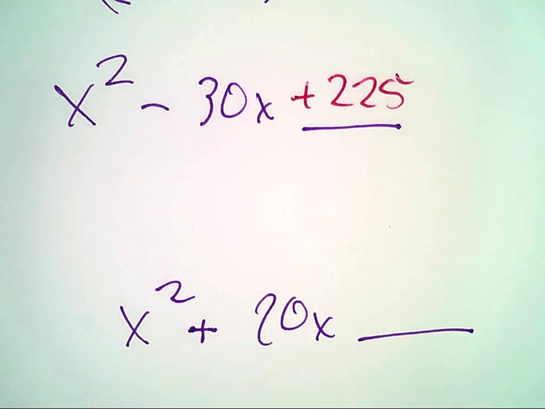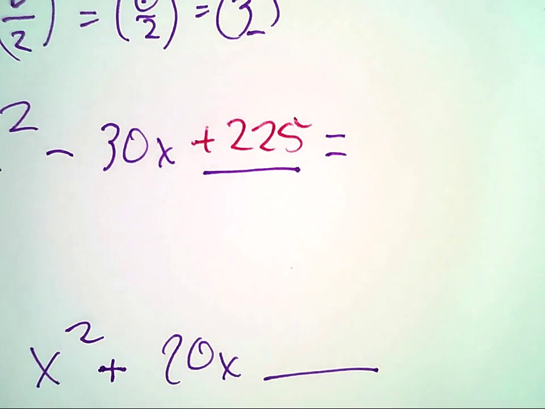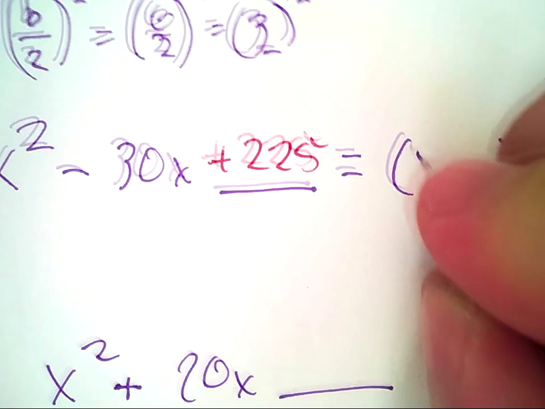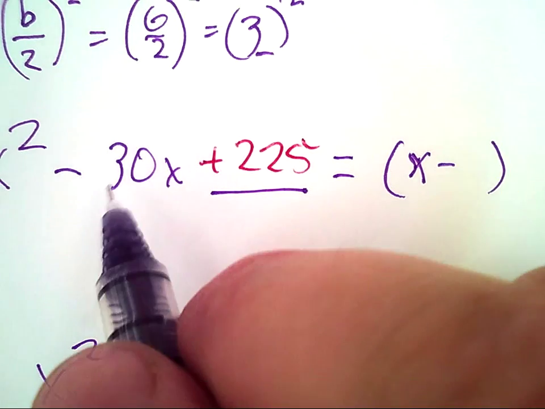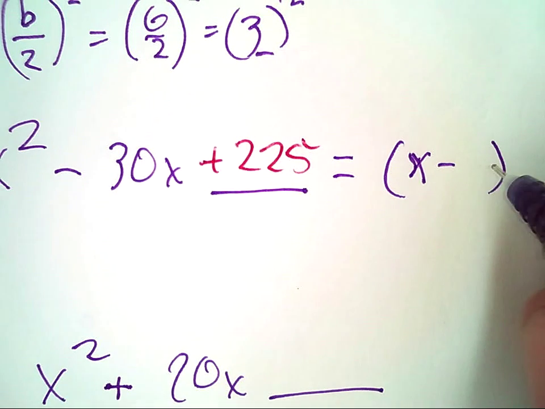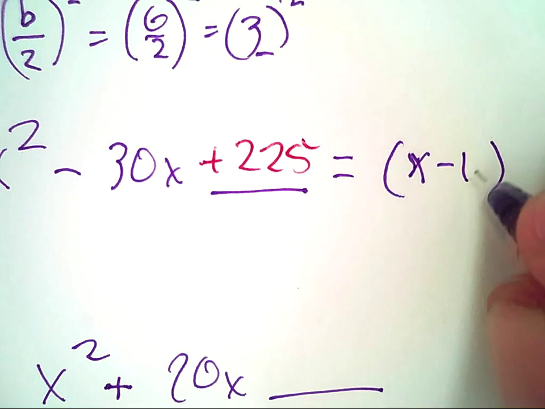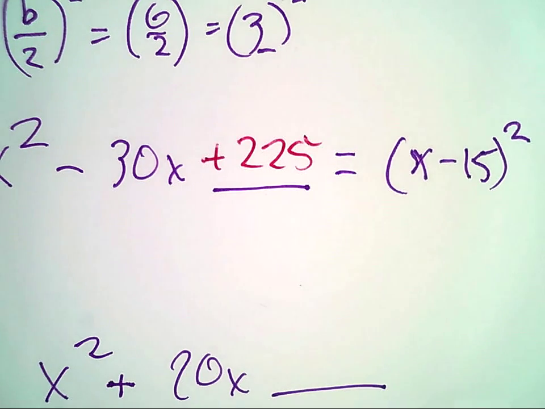That's a perfect square. So that comes out to x minus what? What did we get when we divided by 2? Not 225, I mean the square root of 225. Yes. x minus 15 squared. Okay?